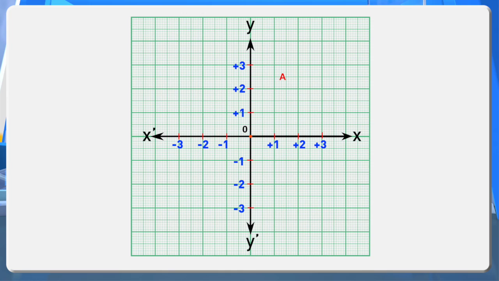Now, let's plot another point B. Its x coordinate is 2 and y coordinate is 1. Since the x coordinate is 2, we have to consider a point above the number 2 on the x axis. Since the y coordinate is 1, we have to consider a point in line with the number 1 on the y axis. This is how we get the point B.